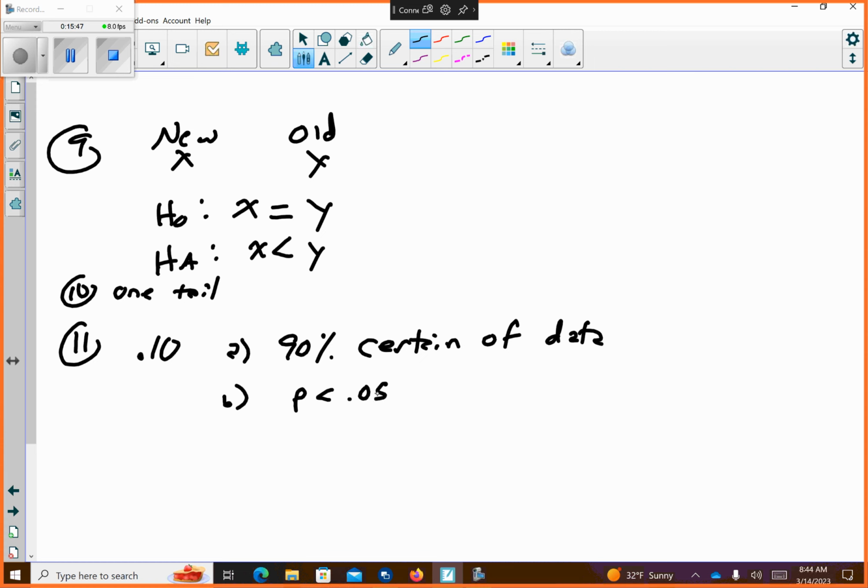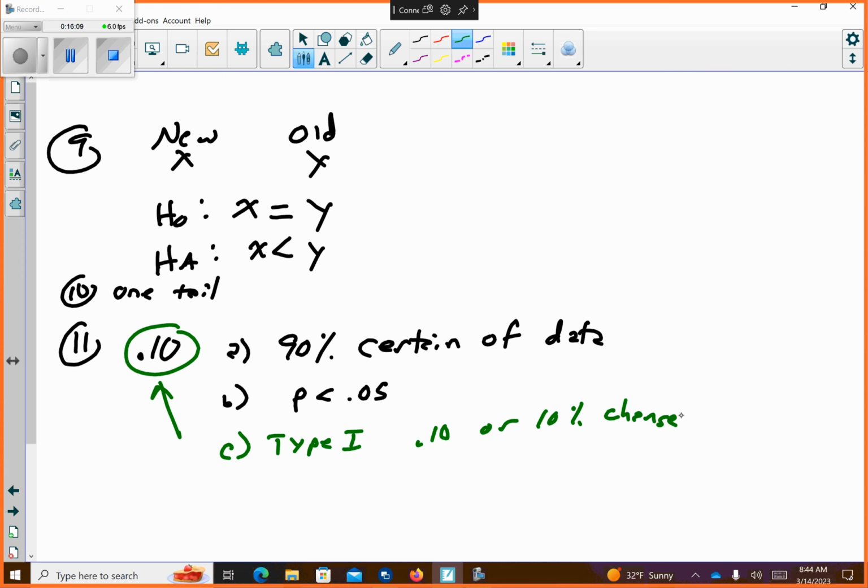And then what is the probability we make a type 1 error in this? So this is going to point to our type 1 error. Our type 1 error is 0.10 or a 10% chance. And remember the type 1 error, that's chance. Remember a type 1 error is we reject the null when it's really true.